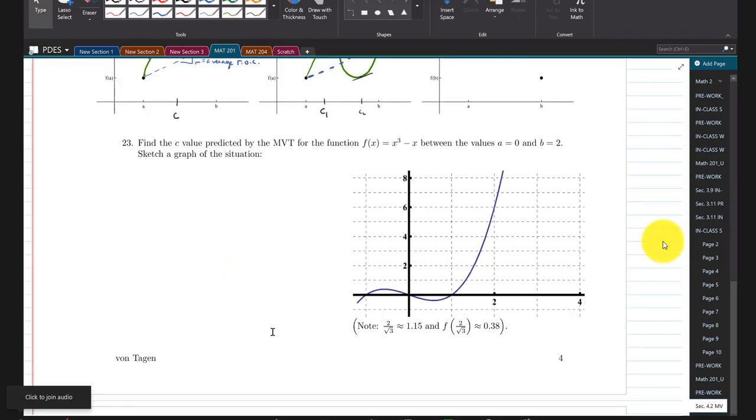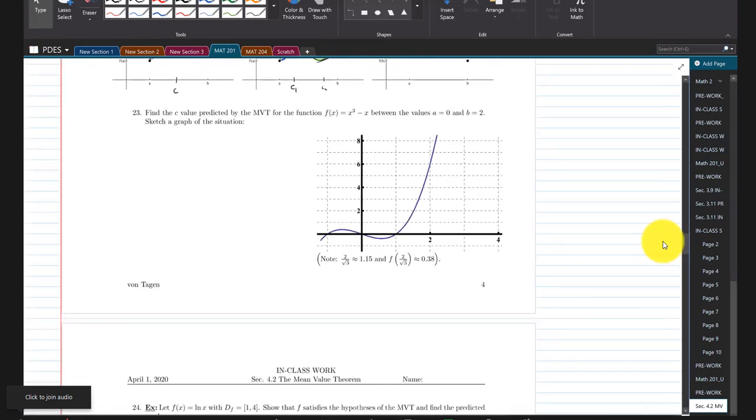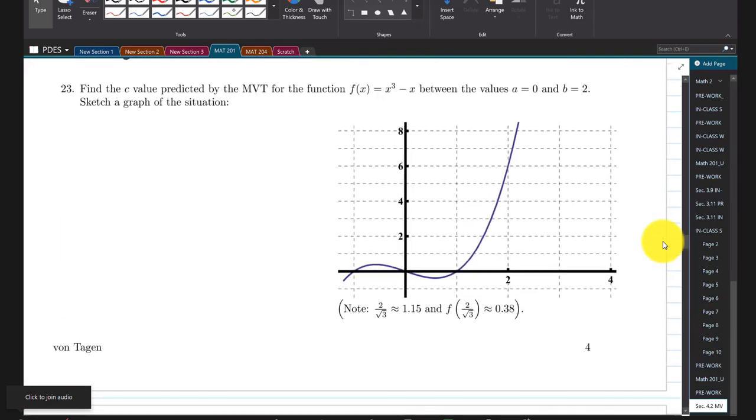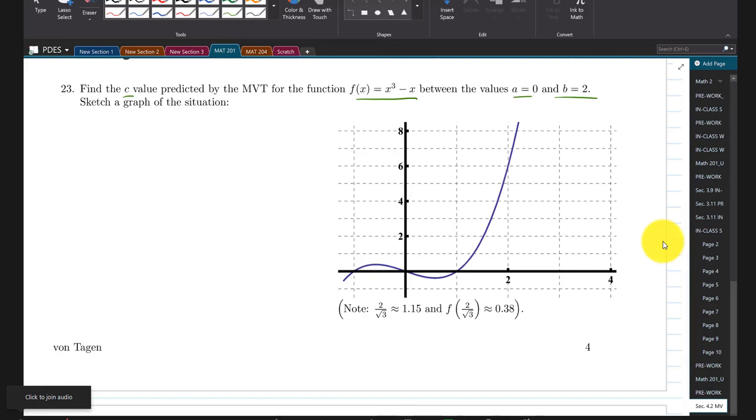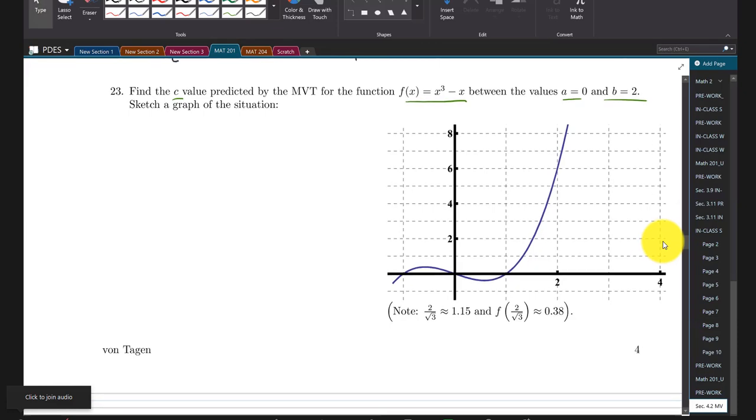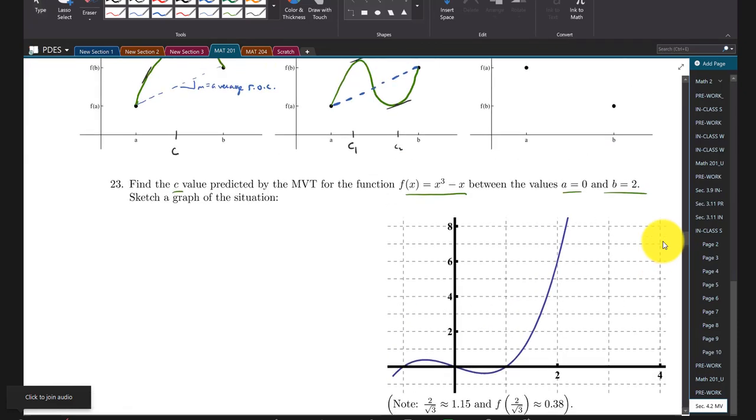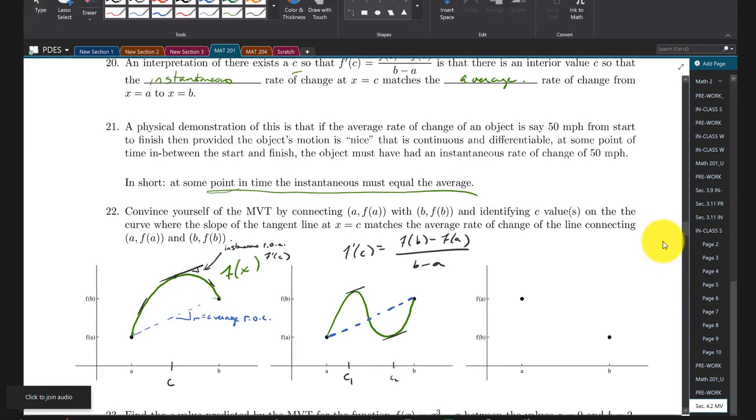Okay, folks, so let's look at this last example here. And now that we've got a better understanding for the mean value theorem, let's see if we can go ahead and put it to work for us. So we're asked to find the C value predicted by the mean value theorem for this particular function, f of x equals x cubed minus x, between the values a equals 0 and b equals 2. So we've got a nice graph here built for us, but let's hold off on using it for just a moment. So before we use that, what I'd like to do instead is let's go ahead and make sure, well, one, that we can apply the mean value theorem, and two, figure out how we're going to use this expression to help us out.